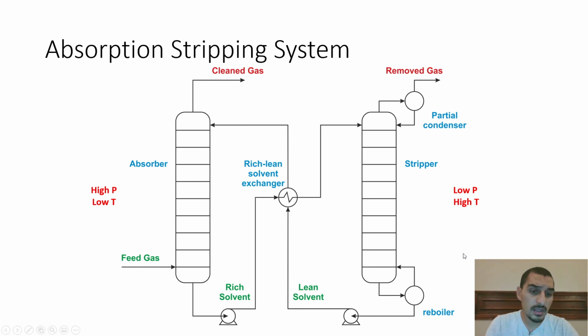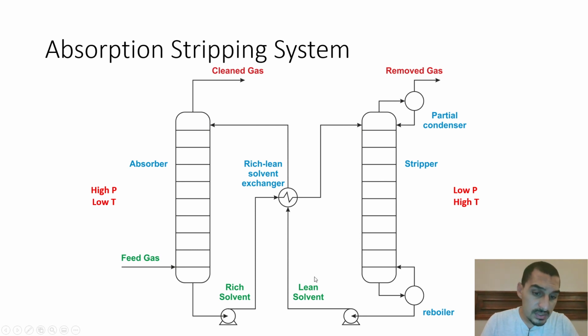This process takes place at the opposite conditions. Here, high pressure and low temperature. Here, low pressure and high temperature. To do the opposite, reduce the solubility and increase the driving force on the opposite side. And this solvent is reused.